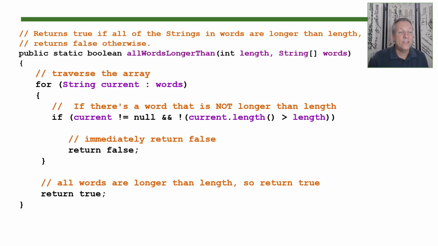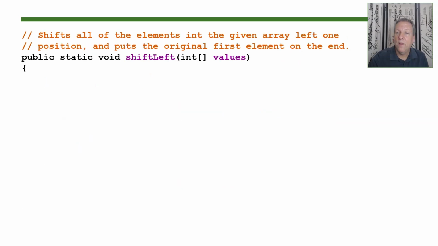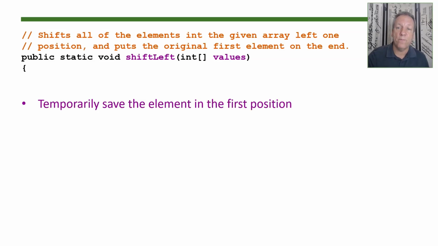All right, let's try another algorithm. With this method, shiftLeft, we want to shift all the values within an array one position to the left. And while doing so, we want to take the original leftmost value, or the first value in the array, and transfer it to the end, or the rightmost position, of the array. All right, let's discuss this algorithm. So we know we want to temporarily save the first element, the element in the first position, because we're going to need it at the end to put it at the end of our array.